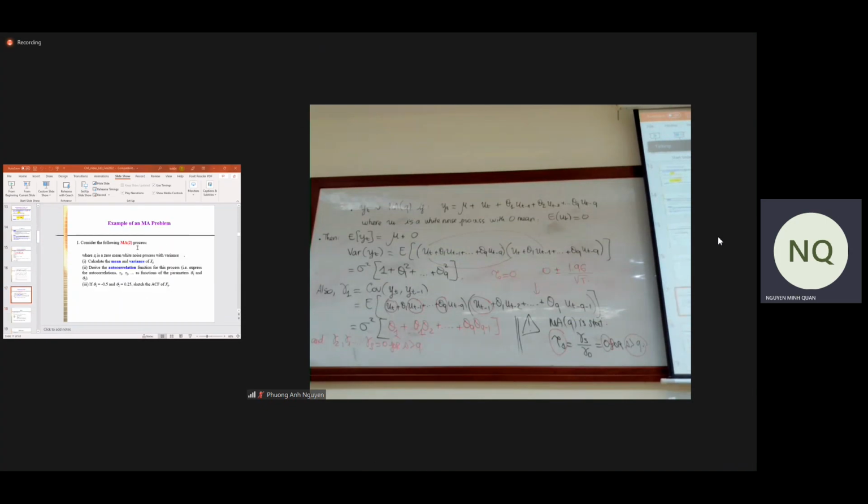The MA2 process means that you can practice at home with your homework. We write it out exactly like this when Q is equal to 2. So a short break before continuing with the AR model. Let me stop the recording.